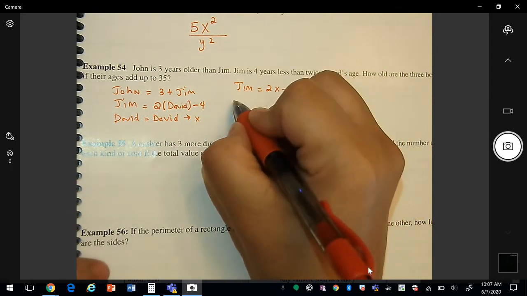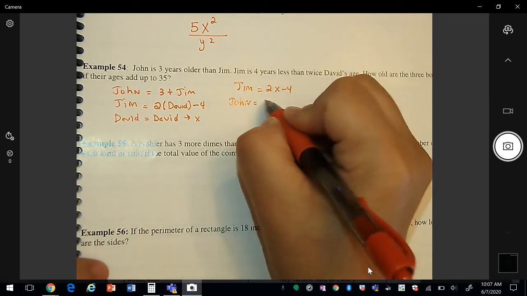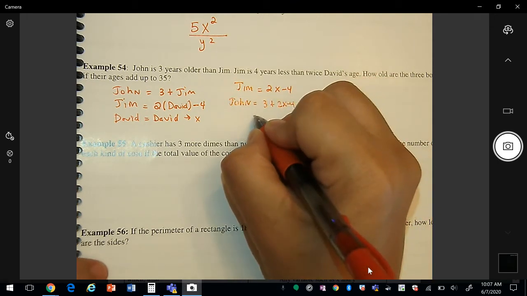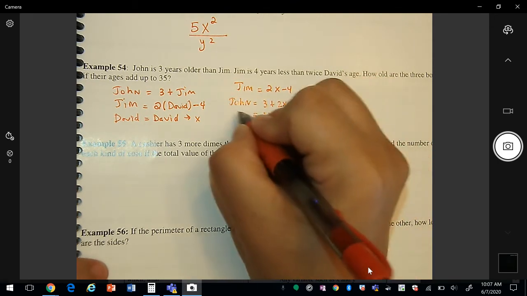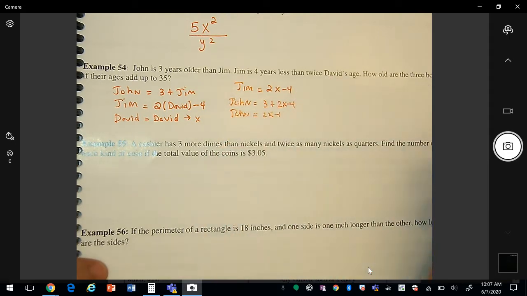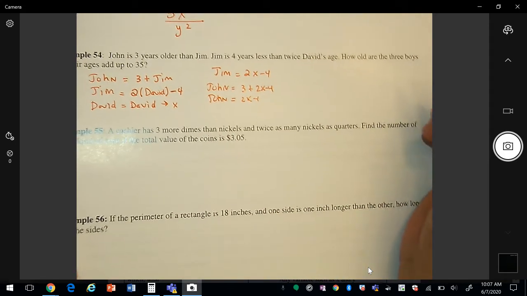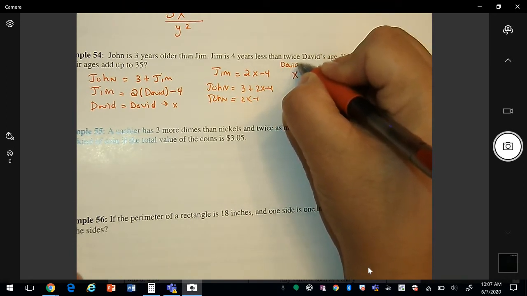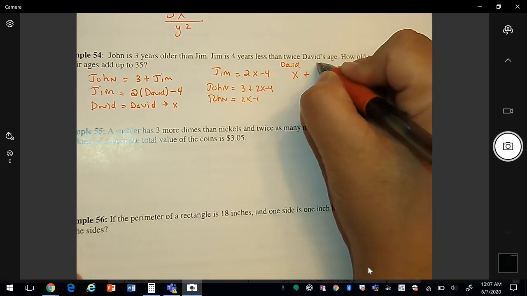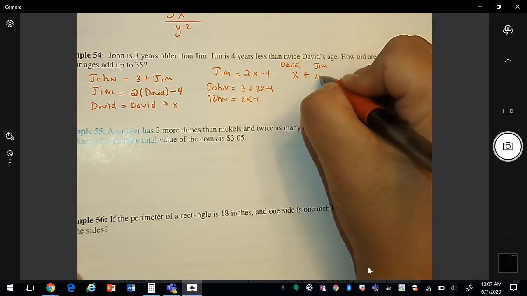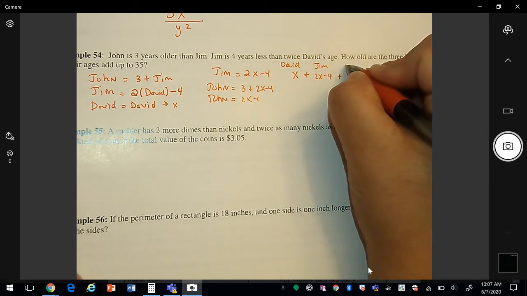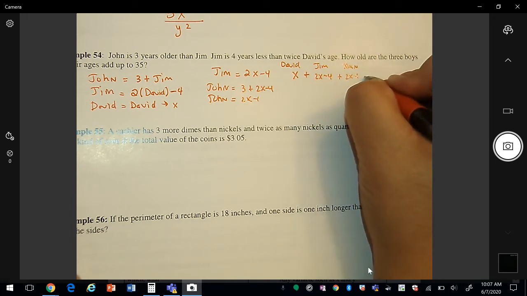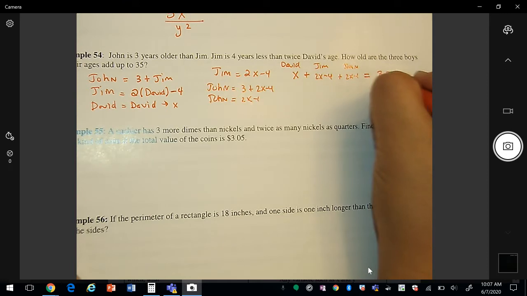And then for John, we can write it as 3 plus Jim. Jim is 2x minus 4. So that's 2x minus 1 for John. And all we know is that if we add them all together, so here's David plus Jim, which is 2x minus 4, plus John, which is 2x minus 1, their ages would add up to 35.